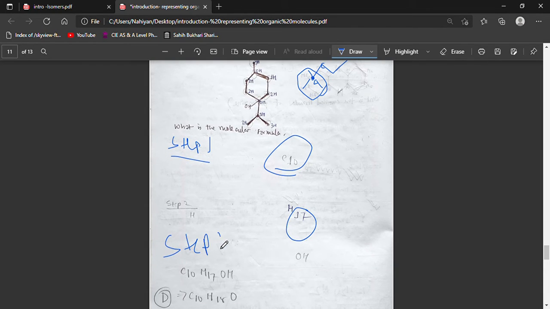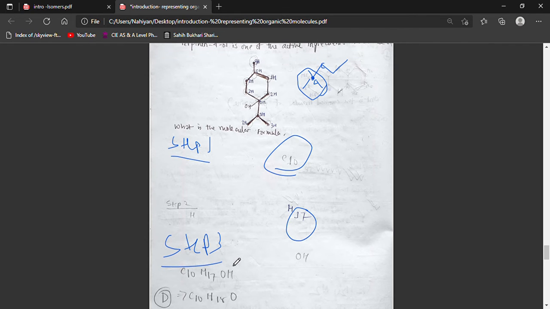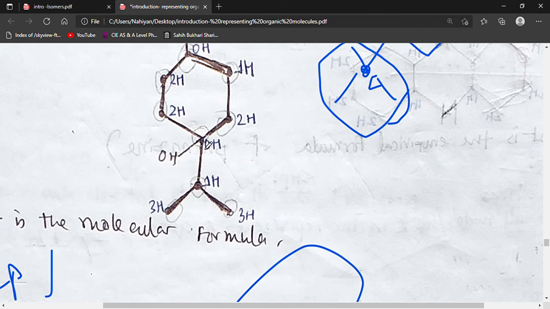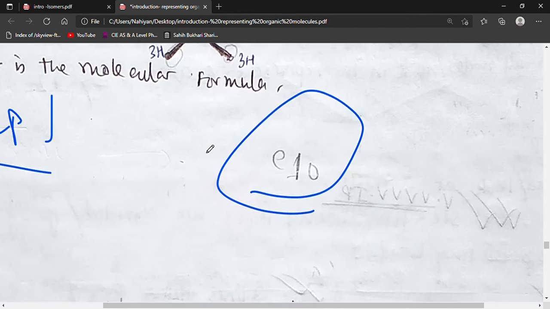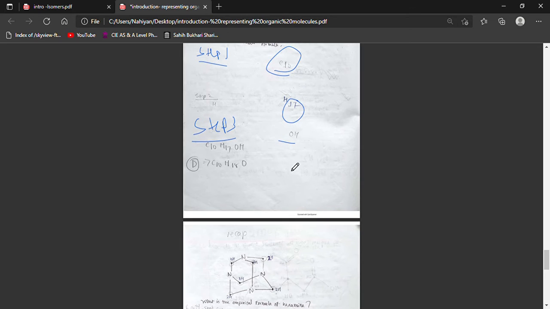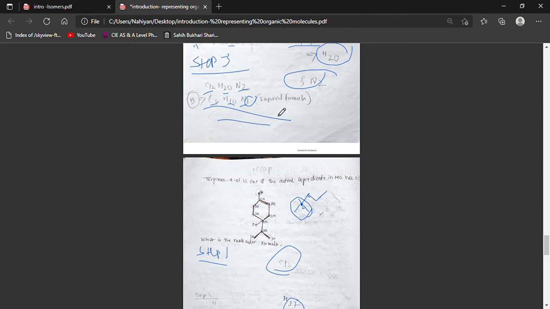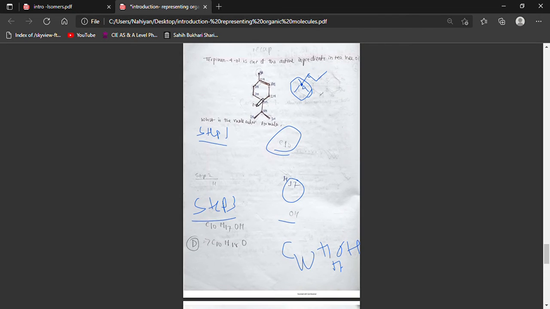step 3 is to see whether there is any functional group or any other sort of atom or group attached. So we see the functional group OH is attached here. So in total what we have is C10, H17 and an OH. So this could be Cl, or anything extra that is attached like this.